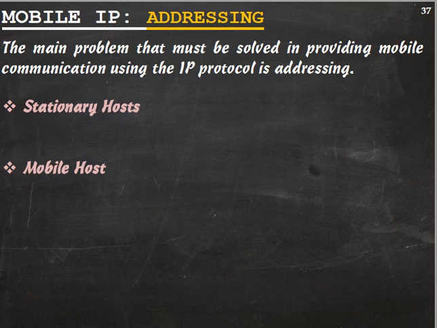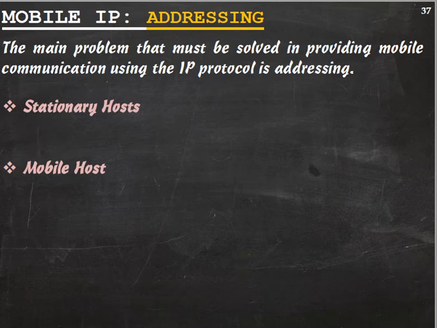The main issue in mobile communication is the IP address, or the addressing. The main problem that must be solved in providing mobile communication using the IP protocol is addressing, because the host or device might be stationary or it might be mobile. So there are two issues under this. We'll discuss the stationary host as well as the mobile host.